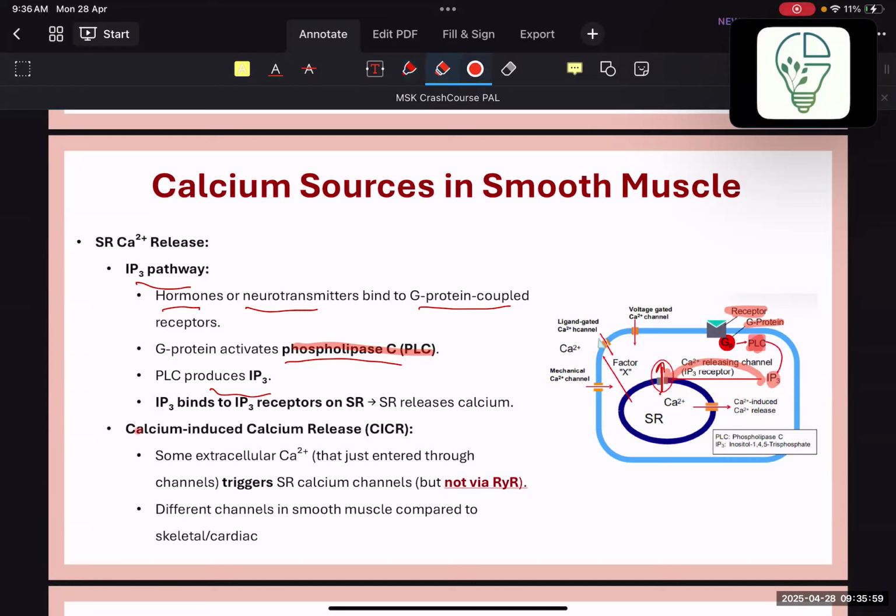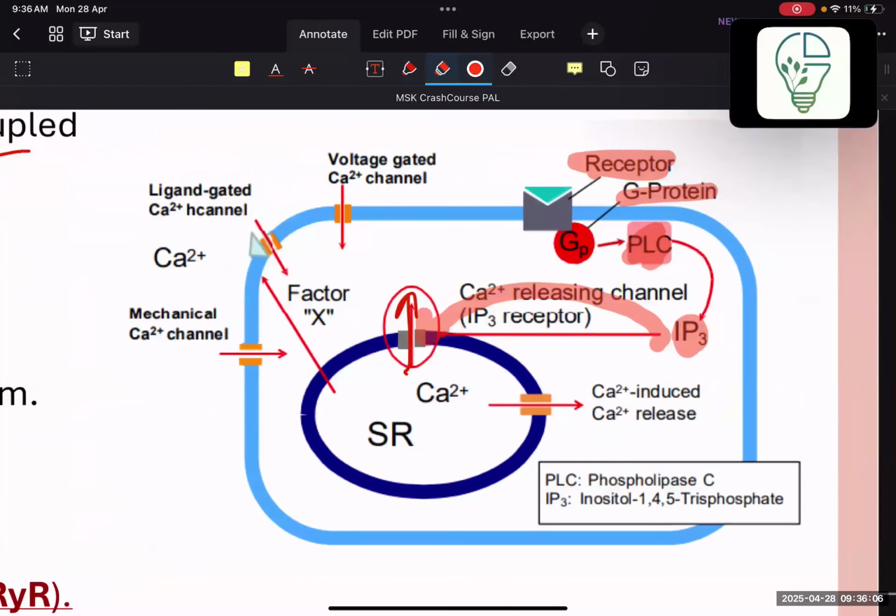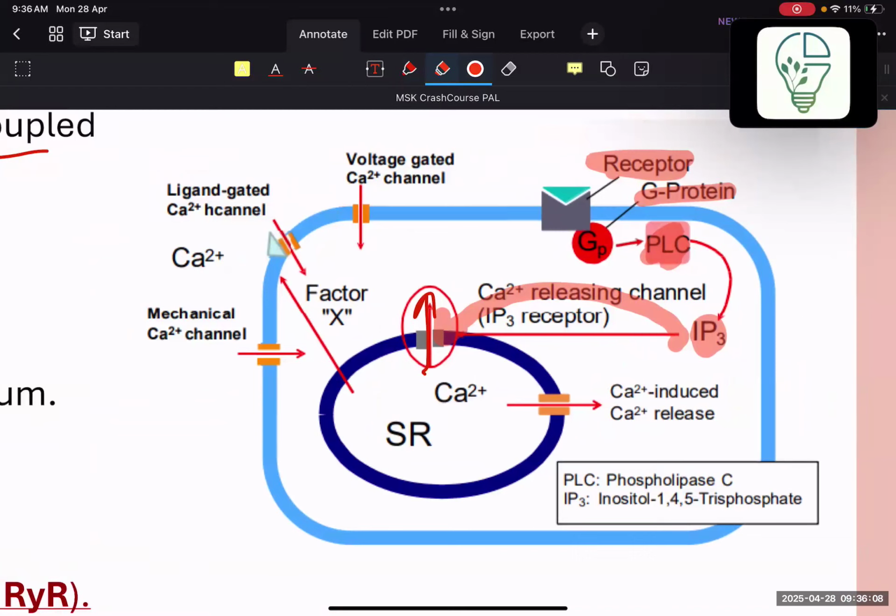Now let's talk about the calcium-induced calcium release. It's not really similar to the cardiac cell. There is a difference. So what happens is you will get calcium from one of these 3 channels, and it's going to enter the cell, and it's going to bind to another receptor, different from the IP3 one. It will bind to it and cause calcium-induced calcium release.